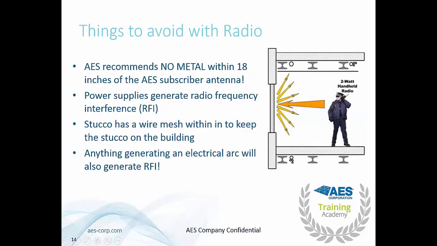One of the main things when finding a location for the antenna is we want to make sure that there is no metal within 18 inches of the antenna for the AES subscriber. If there is too much metal near the antenna, what's going to happen is the radio signal will come out of the antenna, reflect off the metal, and then go right back into the antenna.